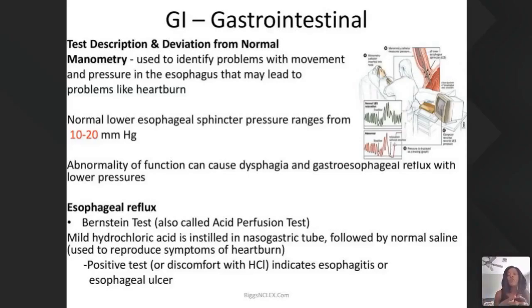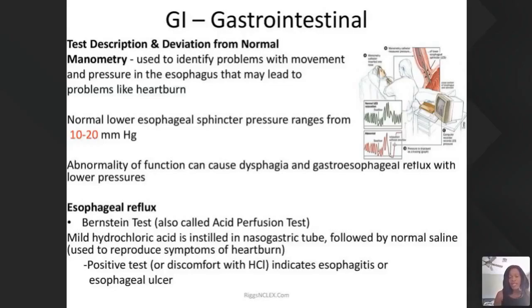Your normal lower esophageal sphincter pressure should be 10 to 20 millimeters. With these clients that have GERD or abnormal gastroesophageal reflux, it might be higher. So we literally put the scope down, we measure the pressure. If we want further assessment, we may do an esophageal reflux test, AKA Bernstein test.